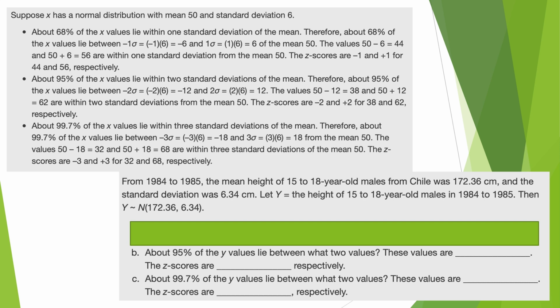So here we are, okay? That's where they're getting the z-scores of negative 1 and positive 1. The z-score for 44 is a negative 1, and the z-score for 56 is a positive 1.